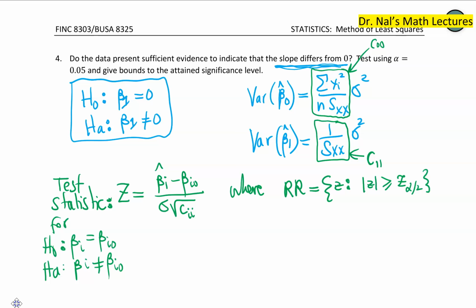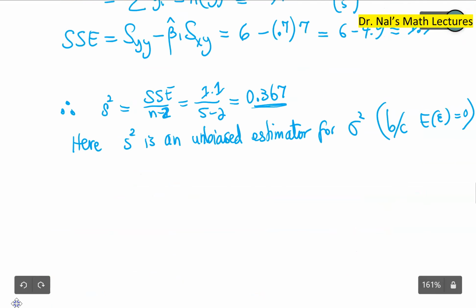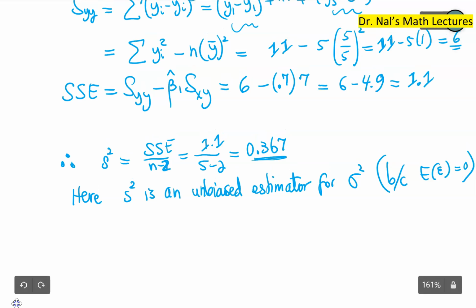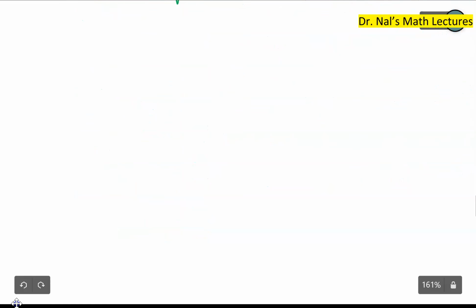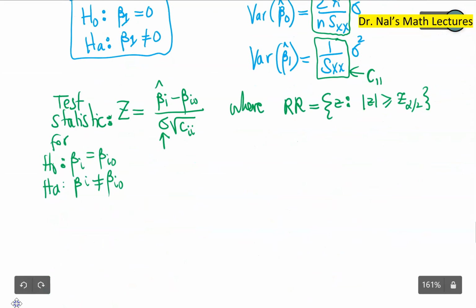Where do we get that sigma? We can use basically the same trick that we did in the previous question. We can use S squared because it's a good estimator. So the estimator of sigma is S itself, if you take the square root of both sides. Does that make sense? If we replace it like that, our test statistic suddenly becomes a student's t statistic.